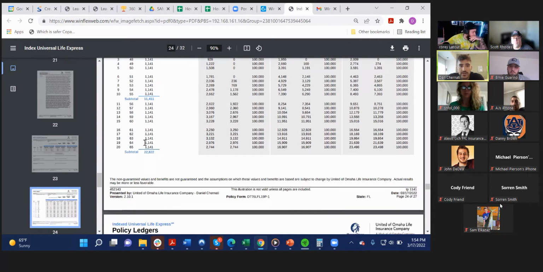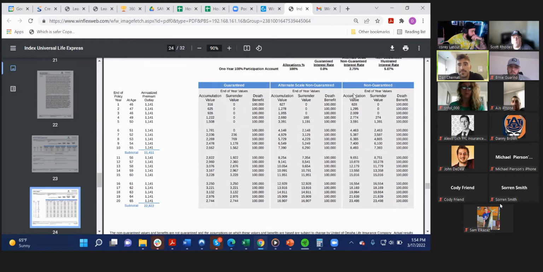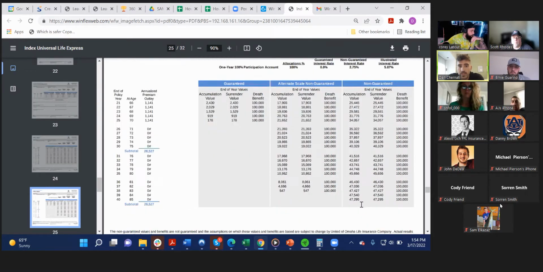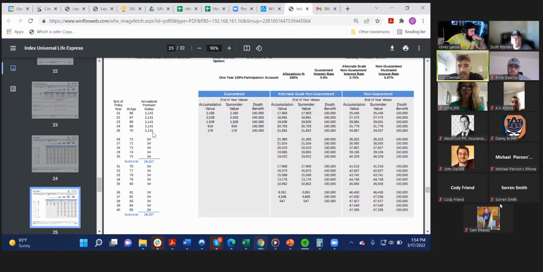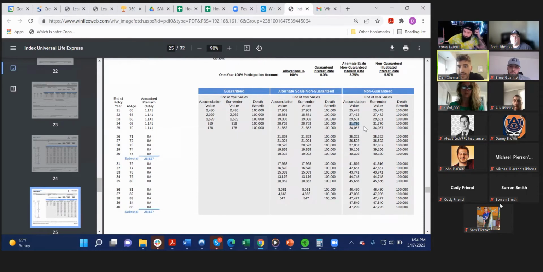So after 20 years, this guy put about $23,000 into it, and they got about another $24,000 sitting in the policy. That's what this accumulated value over here means. Let's say at age 70, the client no longer pays on it anymore, right? So now you see that their account value is still growing because the cash value in there is growing.